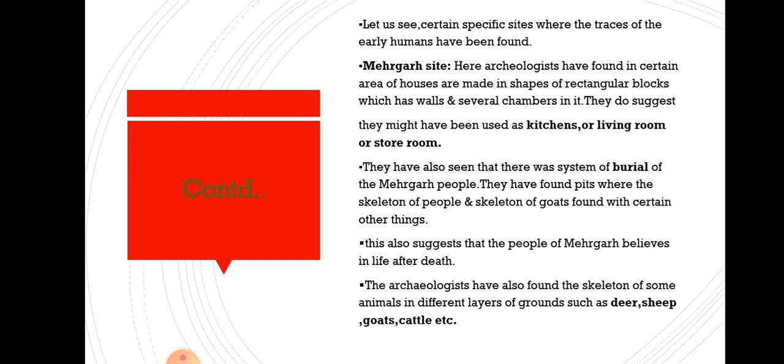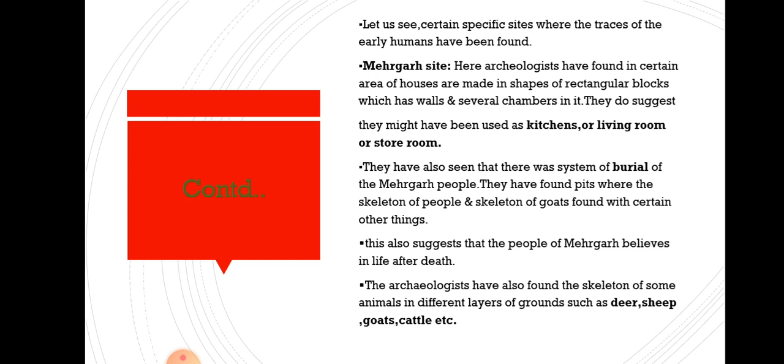It is not actually proved, but it is assumed by the archaeologists that these walls were made in rectangular form. Either they were used as kitchens by early men, or living rooms, or they may be storerooms for storing grains. Any of these possible causes may be there.